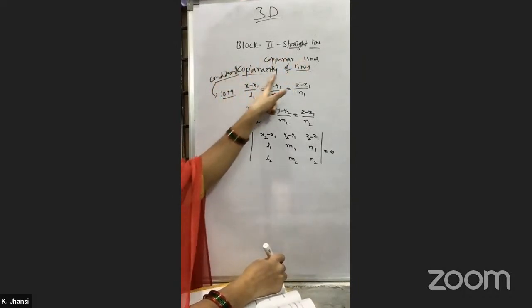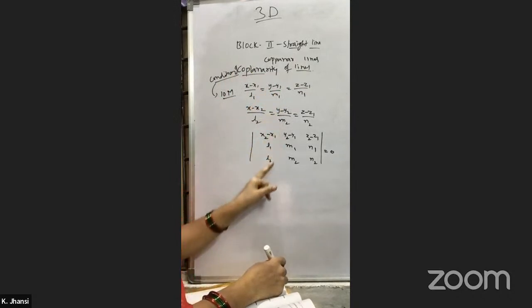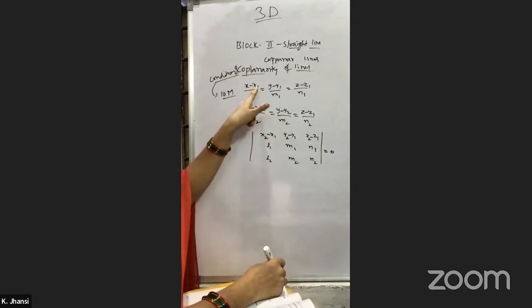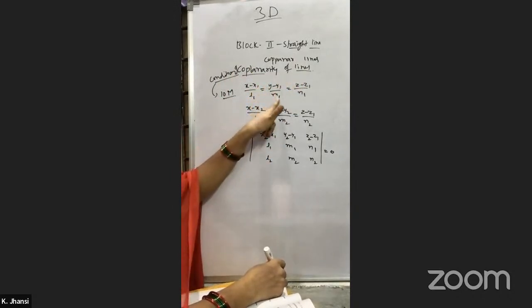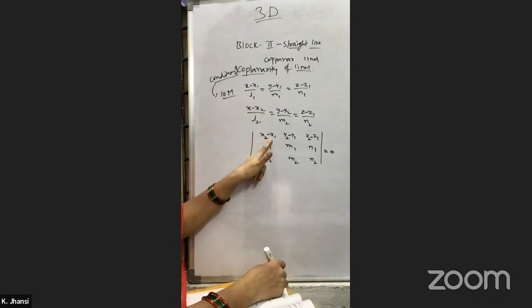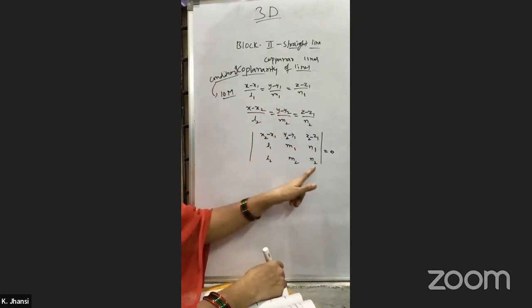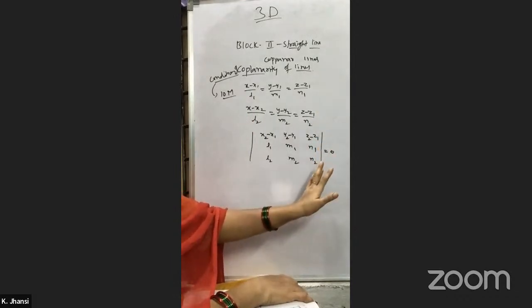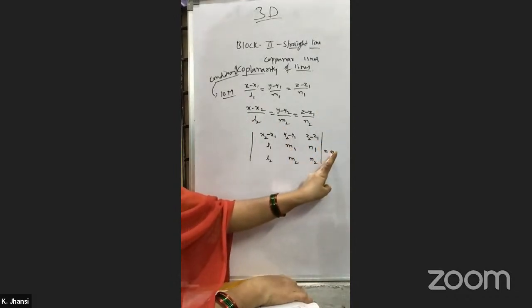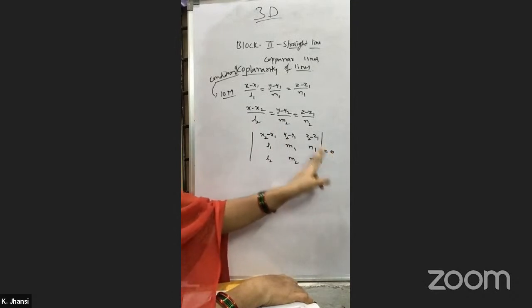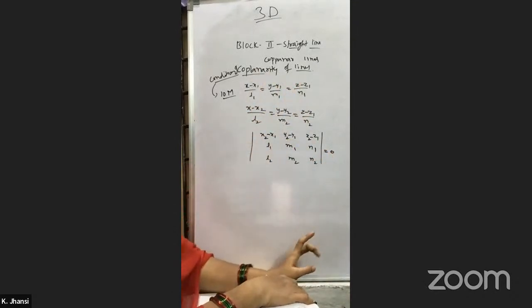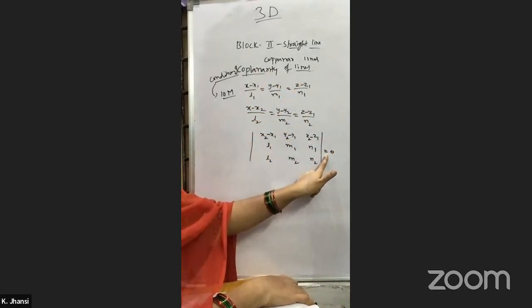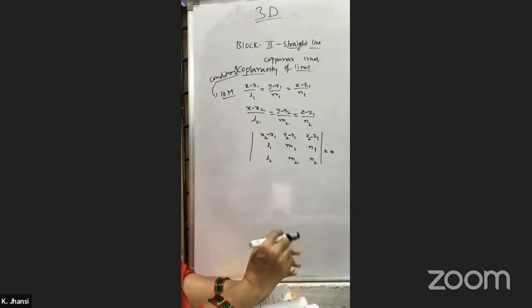And what is the condition of coplanarity? The condition is that, whatever the points are in the first line and the second line, that is x2 minus x1, y2 minus y1, z2 minus z1, and in the other rows, whatever the direction values are, you substitute them. I hope you have an idea of finding the determinant of matrices. If you find the determinant and get the value 0, then the two lines are called coplanar lines. If you do not get 0, then the lines are not coplanar.